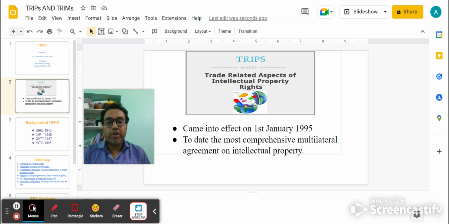TRIPS came into being on 1st January 1995. Till date, it is the most comprehensive multilateral agreement on intellectual property. WTO, formerly known as GATT, administers this agreement to harmonize world trade.